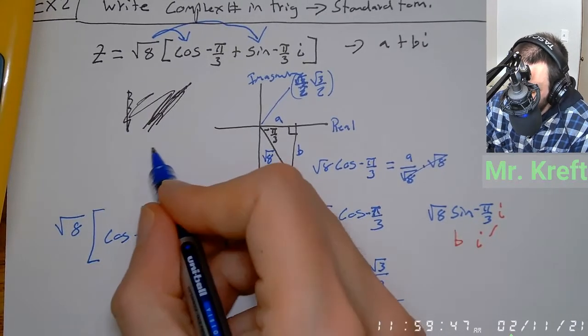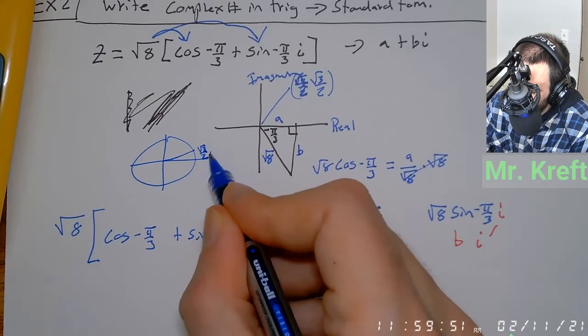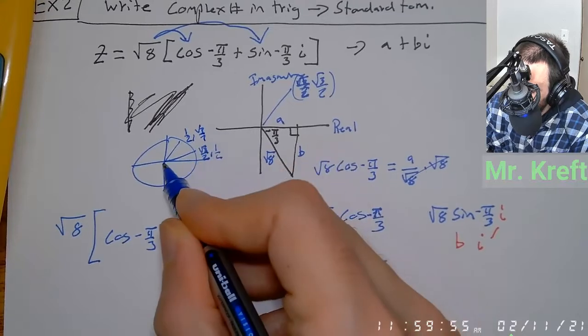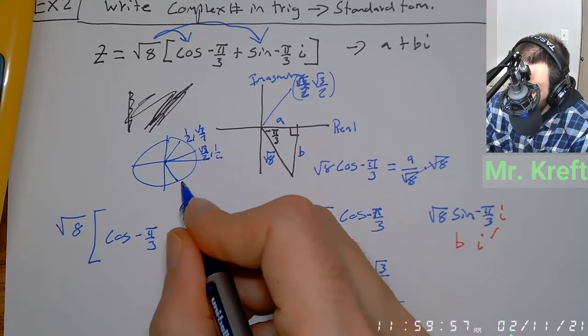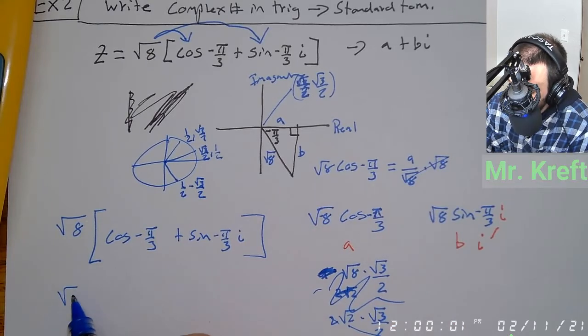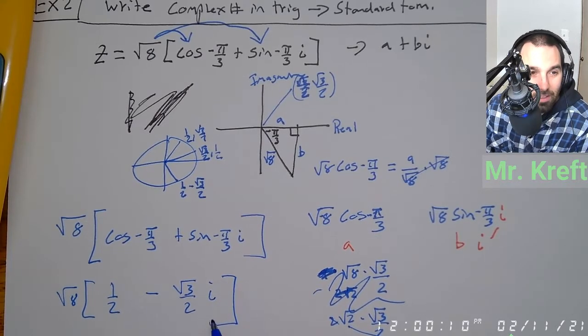I would just do these first. So let's do a unit circle. So I know this is root 3 over 2, 1/2. This is 1/2, root 3 over 2. It's negative, so this would be 1/2, negative root 3 over 2. So this is root 8 times 1/2 minus root 3 over 2i.